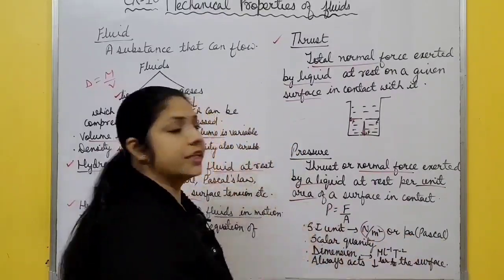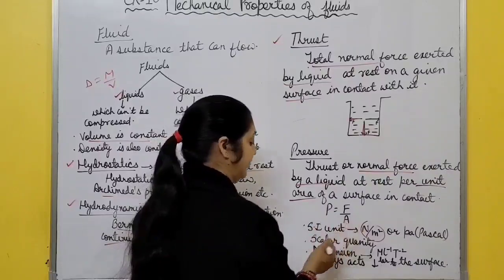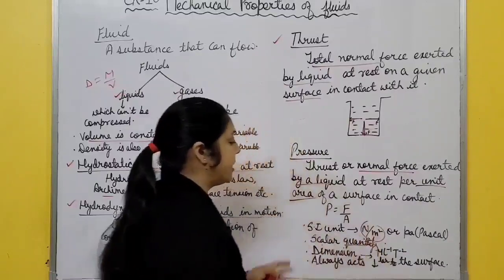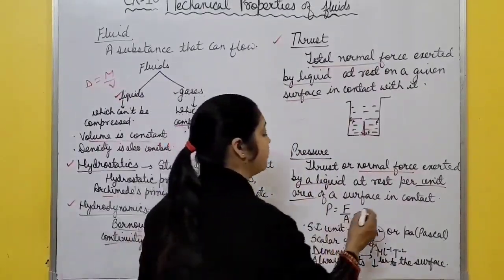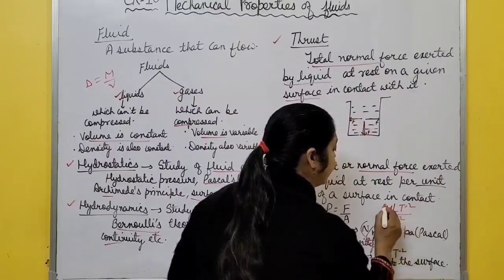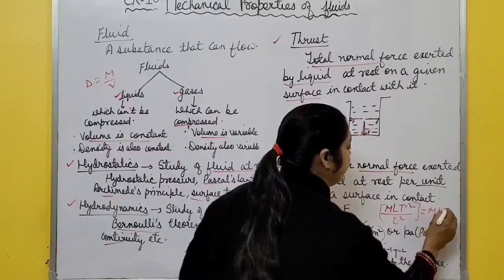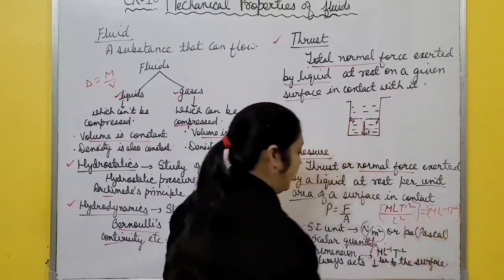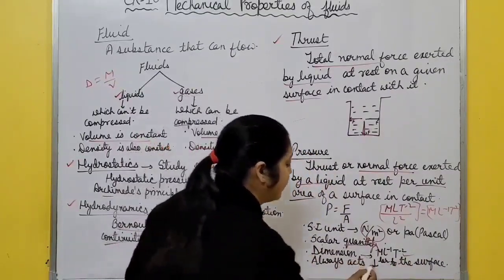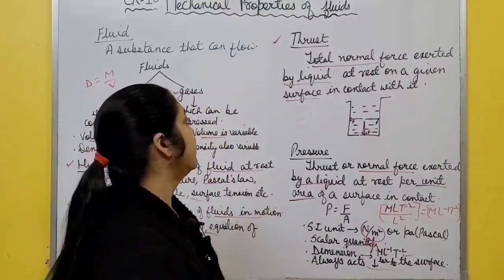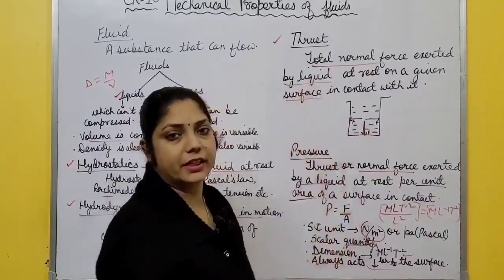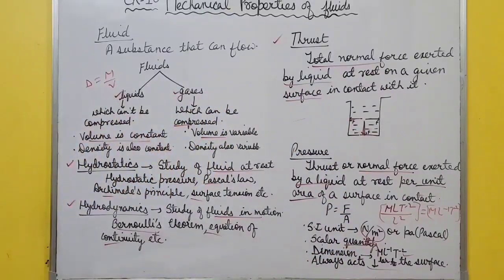And this pressure is a scalar quantity, right? And what is the dimensional formula? The dimensional formula for force is MLT^-2, and area is L^2. So it becomes ML^-1T^-2. This is its dimensional formula, and this pressure always acts perpendicular to the surface of contact. So these are about what is thrust and what is pressure in fluids. Thrust per unit area is called pressure. So please take a screenshot of this one.